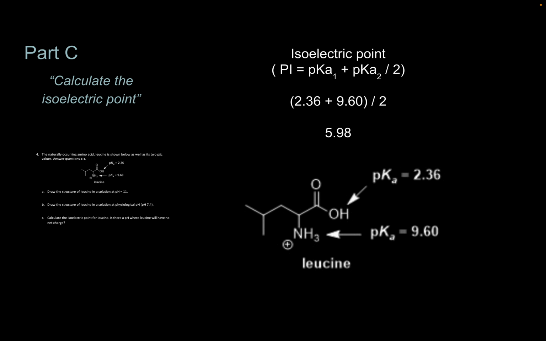And for part C, we're told to calculate the isoelectric point, when there's no net charge. There's a simple formula: add up all the pKa values and divide by the number of pKa values you have. For example, here we have the hydroxyl group and the NH3 group. Add up their pKa values, divide by 2, and you're left with 5.98. So at a pH of 5.98, there's going to be no net charge on leucine.